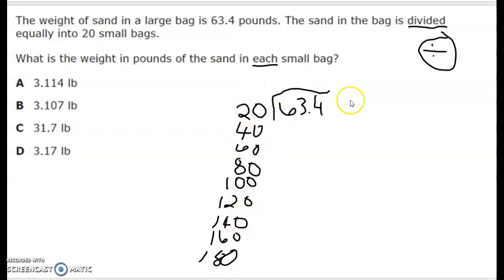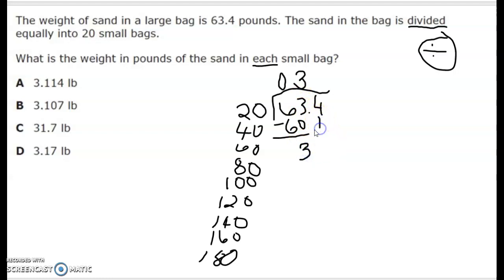Okay, so I'm going to go through the steps of division. Can 20 go into 6? No, it can't, so I'm going to put a 0 on top. Well, can 20 go into 63? Yes, it can. So let me count. 1, 2, 3. 60 is the closest multiple. So that's 3 times 20 can go in. And I'm going to subtract 60. So 63 minus 60 is 3.